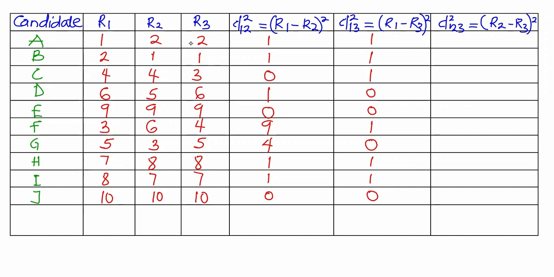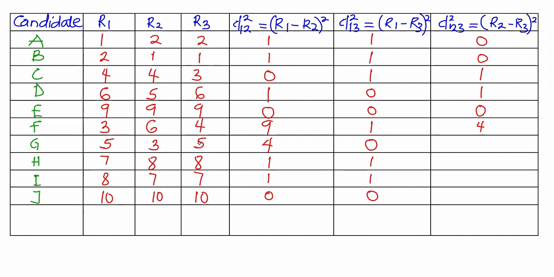So 2 minus 2 is 0. The square of 0 is 0. 1 minus 1 is 0. The square of 0 is 0. 4 minus 3 is 1. The square of 1 is 1. 5 minus 6 is -1. The square of -1 is 1. 9 minus 9 is 0. The square of 0 is 0. 6 minus 4 is 2. But the square of 2 here is 4.